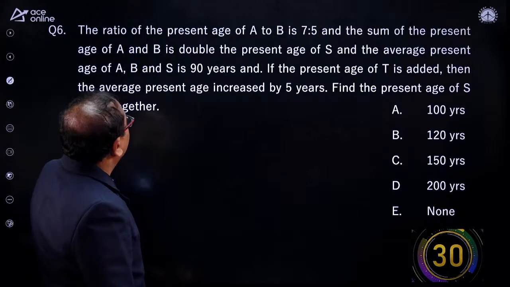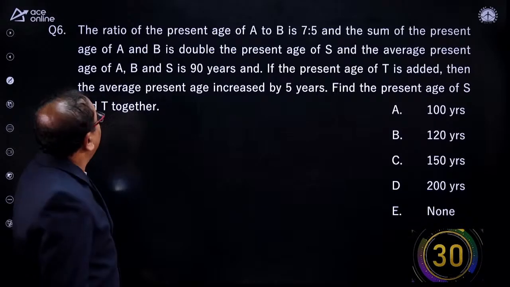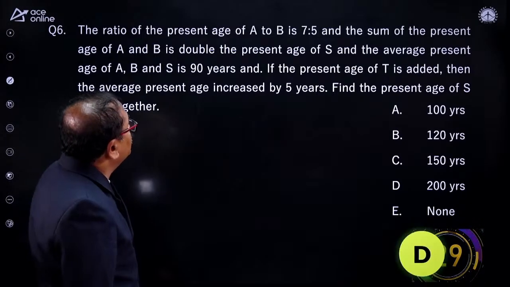Here is the question. Sum of the present age of A and B is double. ये रिपीटेशन है. सो नेक्स्ट क्वेश्चन की ओर चलते हैं.